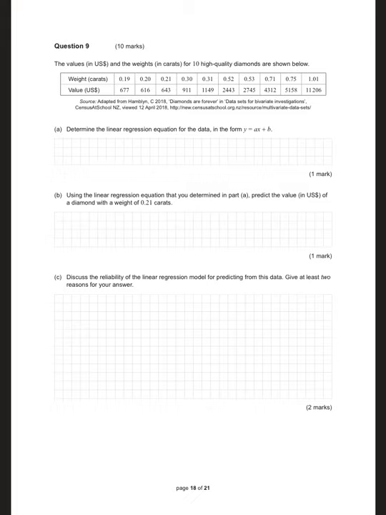0.71, 0.75, 1.01, then the prices: 677, 616, 643, 911, 1149, 2443, 2745, 4312, 5158, 206. So put the data in, stat calc, for lin reg.